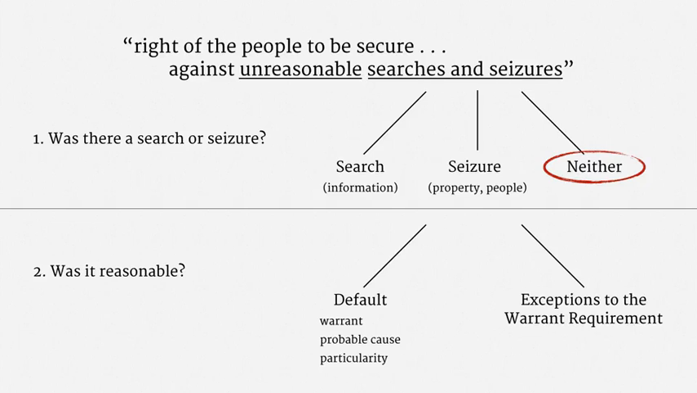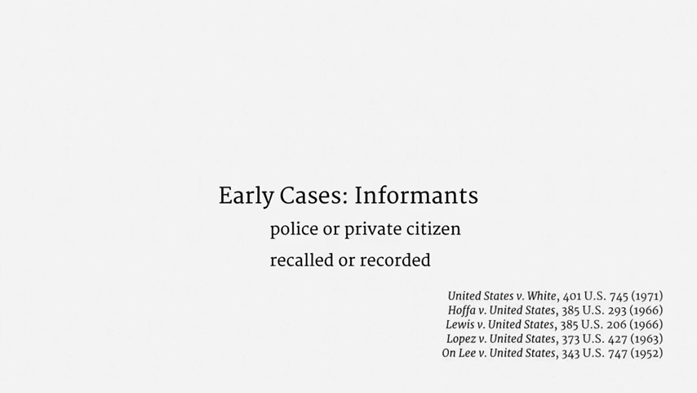from the Fourth Amendment. The rough idea is that information volunteered to a third party is exempt from Fourth Amendment protection. The early cases in the third-party doctrine involved informants. The Supreme Court held consistently that disclosures to informants were not covered by the Fourth Amendment. It didn't matter if the informant was a police officer or even a private citizen. It also didn't matter if the conversation was recalled or even recorded. So long as the conversation was voluntary, there was no constitutional issue. Those are the early cases.